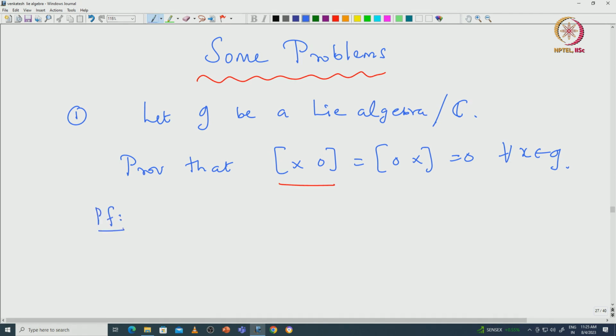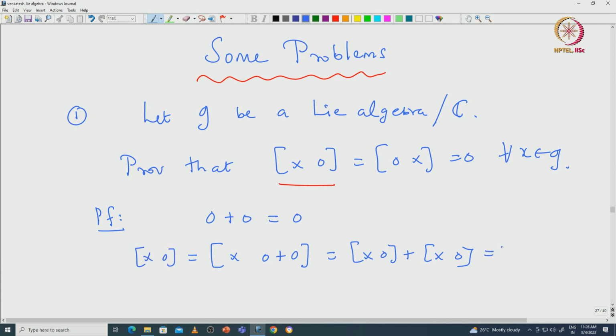We just use the property of the 0 element of the vector space. If I add 0 plus 0, then we get 0. Because of this, now using the linearity of the bracket, if we compute [x, 0 plus 0], that will be equal to [x, 0] plus [x, 0]. On the one hand you get [x, 0], on the other hand you are getting 2[x, 0]. Now we are working over complex numbers, so this immediately implies [x, 0] must be 0 for all x in G.